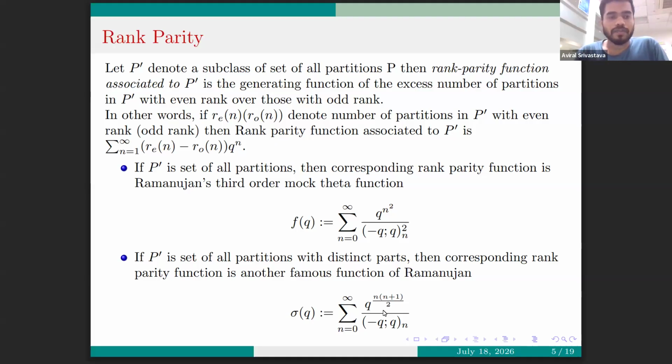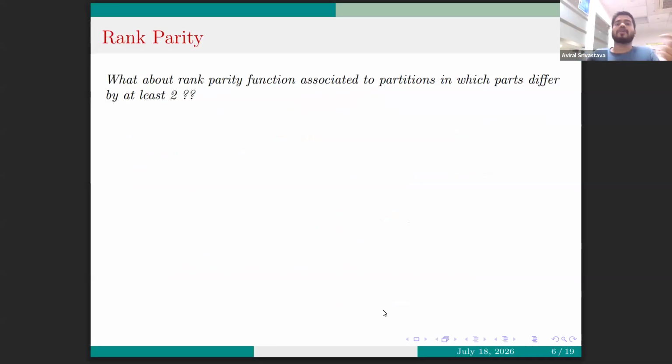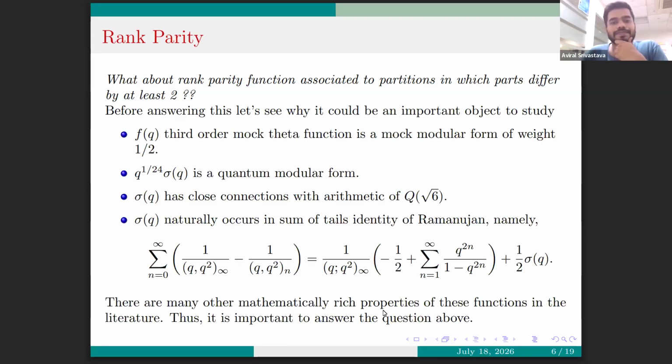Now, we have seen the set of all partitions. We have seen the rank parity in the case where parts differ by at least 1. Now what about the partitions where parts differ by at least 2? The question is, what is the rank parity function for Rogers Ramanujan partitions, essentially the partitions where parts differ by at least 2? Before answering this, let's see why it could be an important object to study.